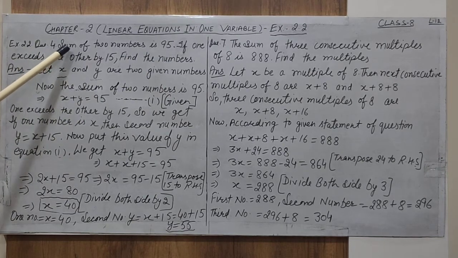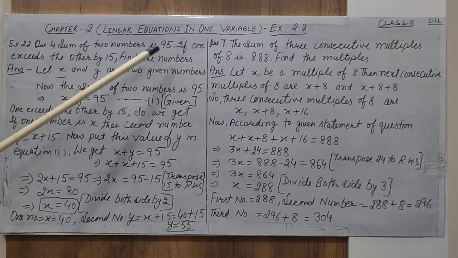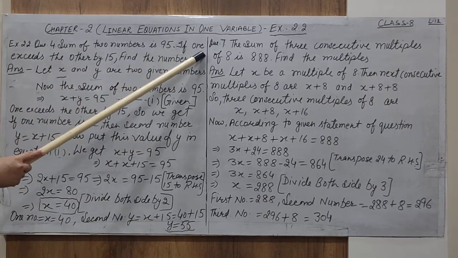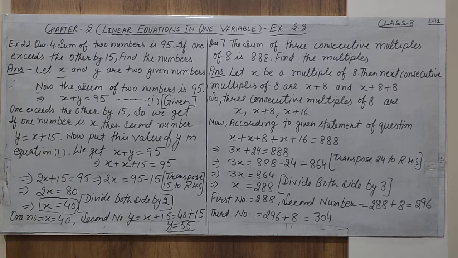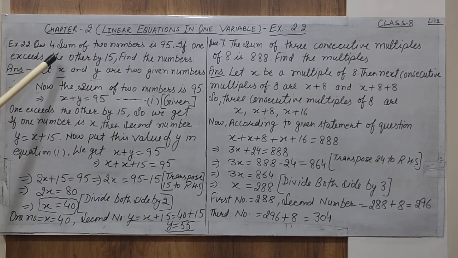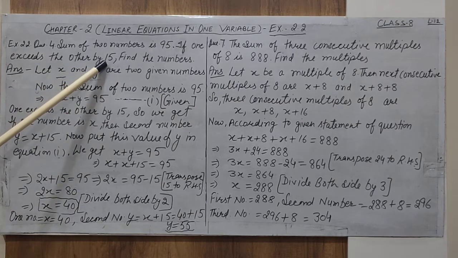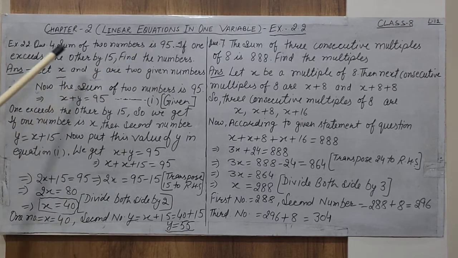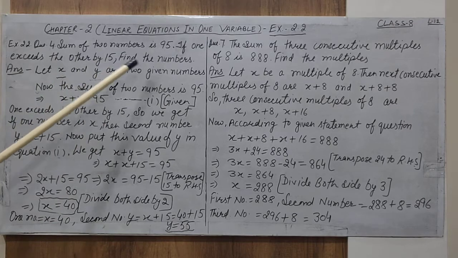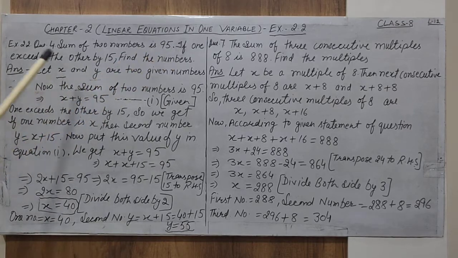The first situation is that the sum of the two given numbers is 95. The second situation is that one number exceeds the other number by 15. That is, the difference between them is 15. Now find the numbers.